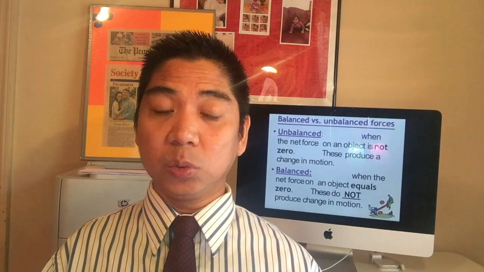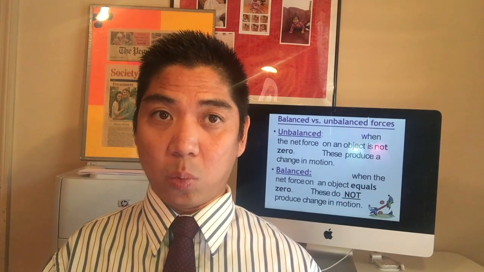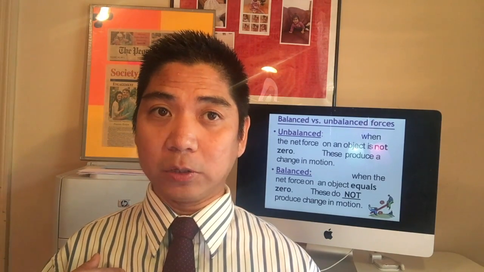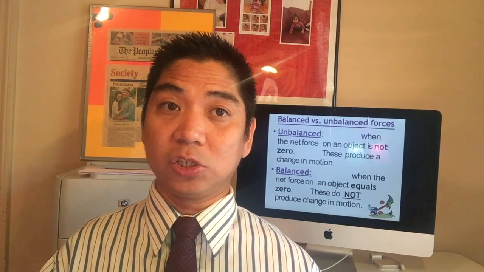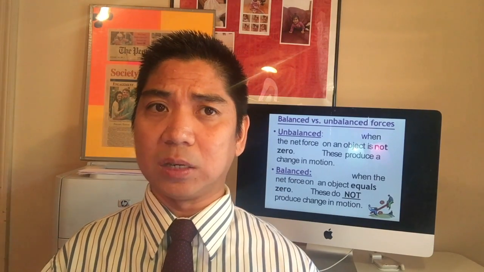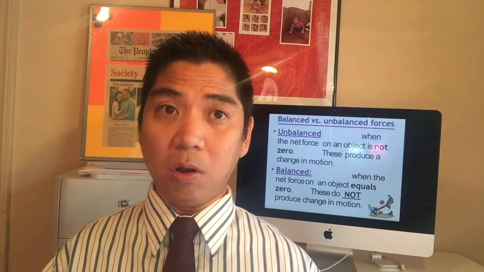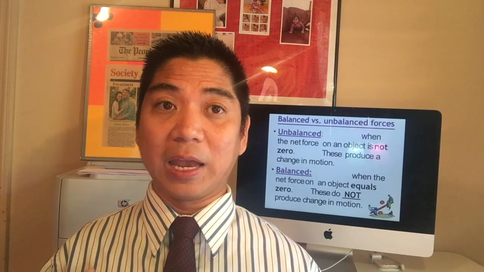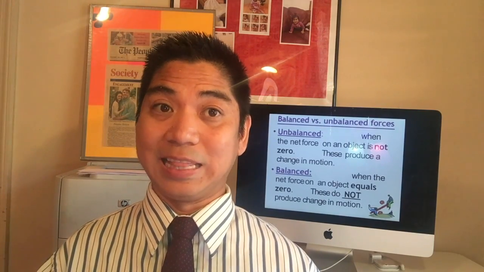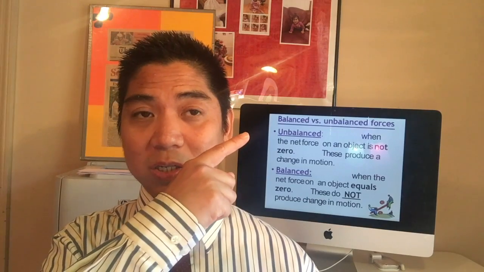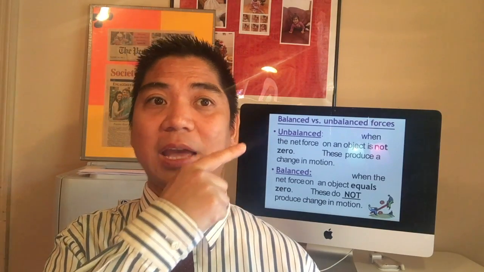But this will change if I exert more force as compared with this chair. What do you think is going to happen to me? Exactly, I'm going to fall because I am exerting more force than this chair. So we got two types, unbalanced and balanced.